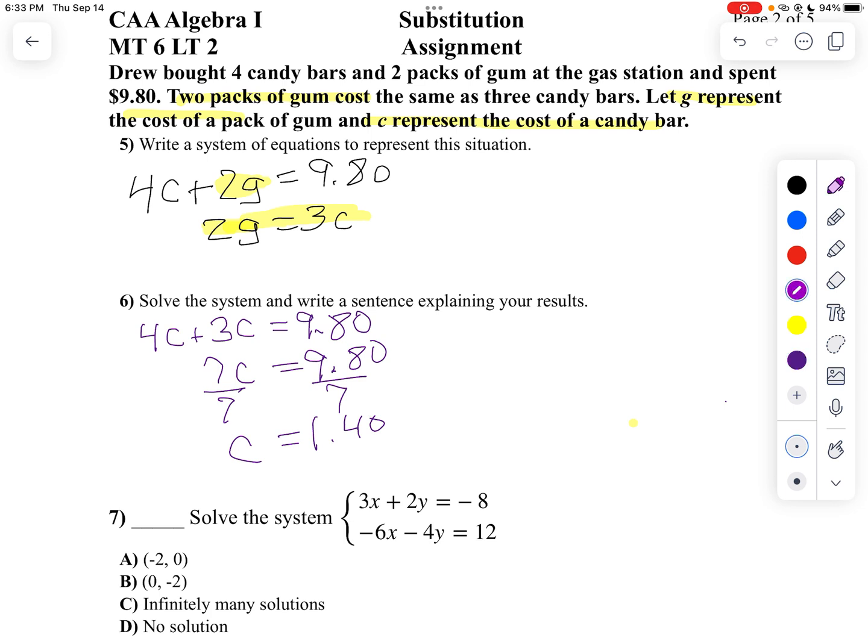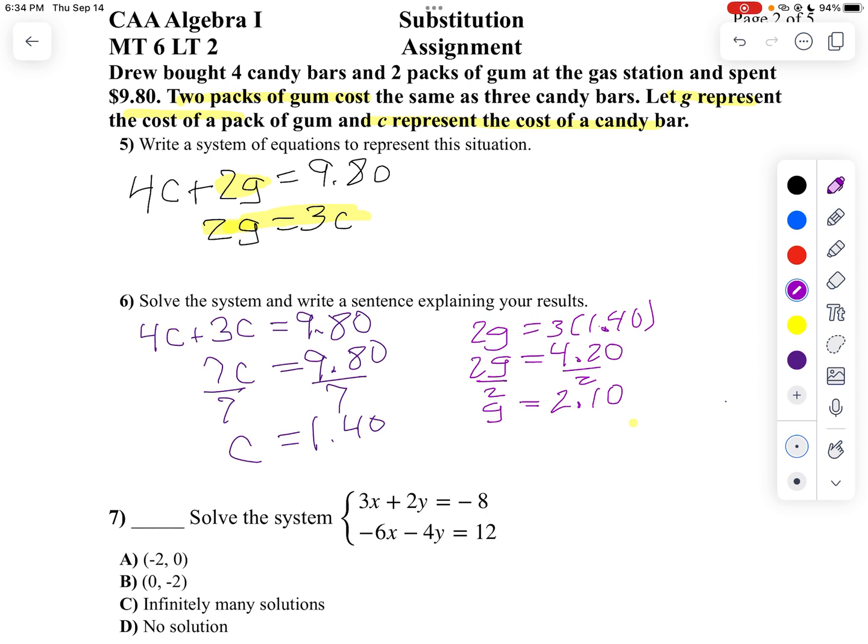Now I'm going to turn around, and I want to find the cost of gum. And I think I will just use my second equation. So I'm going to say 2G equals 3 times 140. So 2G equals 3 times 140 is 420. Divide by 2. G is 210.